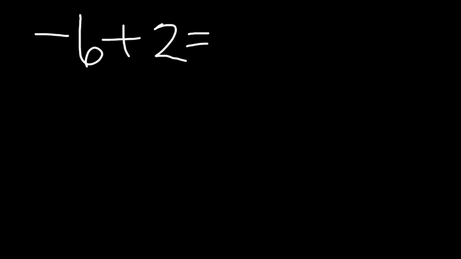Now, let's try to figure out a way to do it without stringing out the positives and the negatives, because we're going to get to some big numbers and you're going to have to know how to do it. So here's negative 6 plus 2. Well, that's 6 negatives and 2 positives. So what do you think the answer is going to be? You think it's going to be negative or positive? The answer is going to be negative. When there's more negatives and you're adding, then the answer is negative.